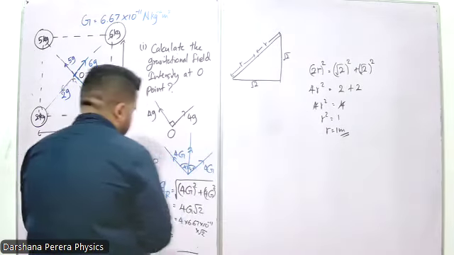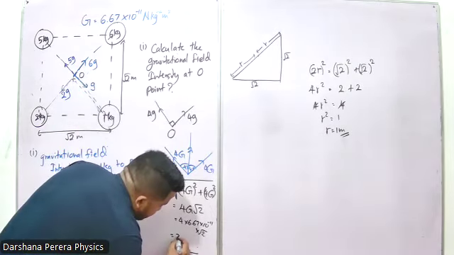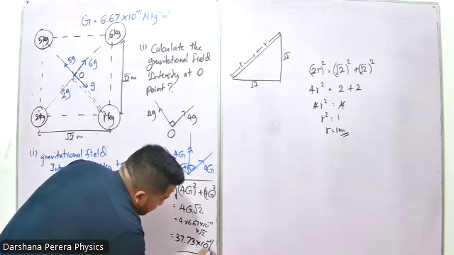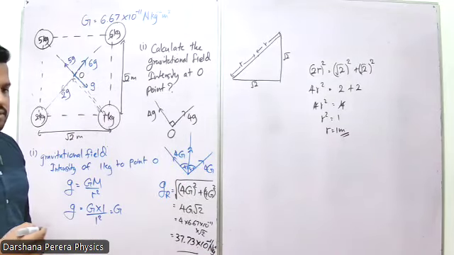37.73 into 10 to the power minus 11 N kg minus 1.